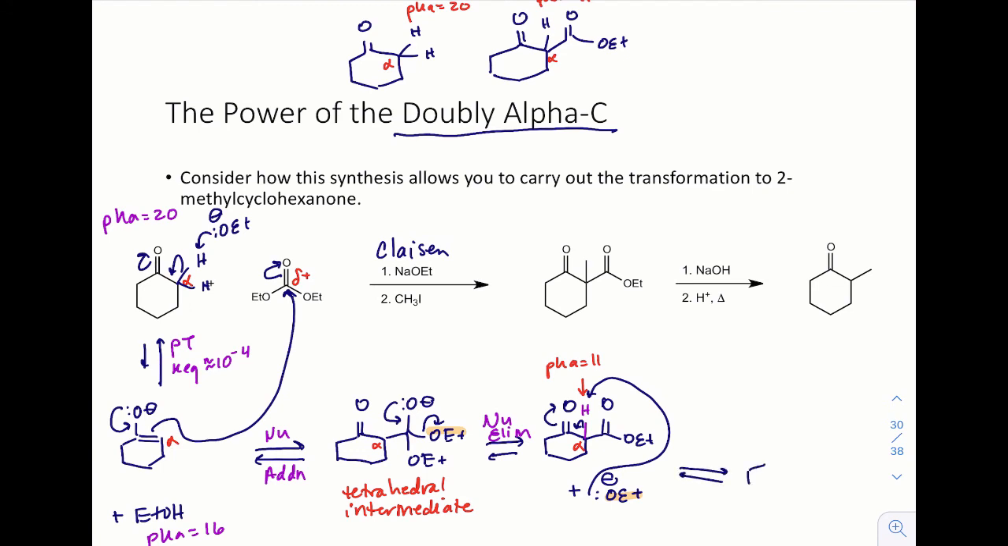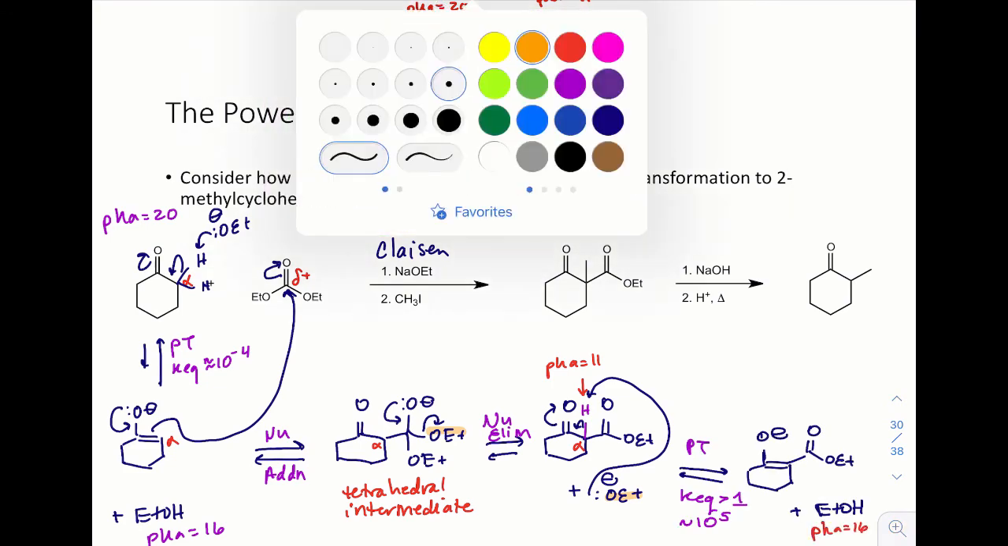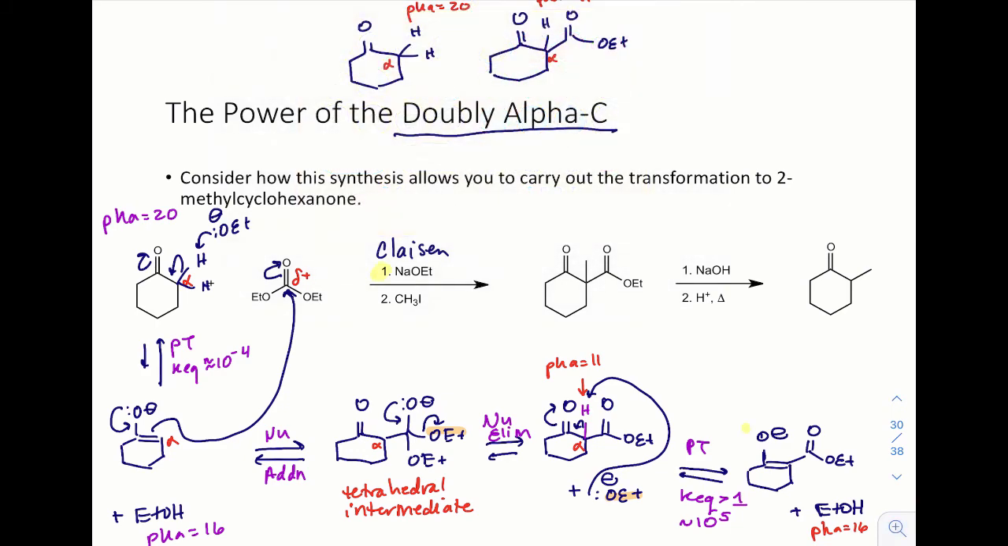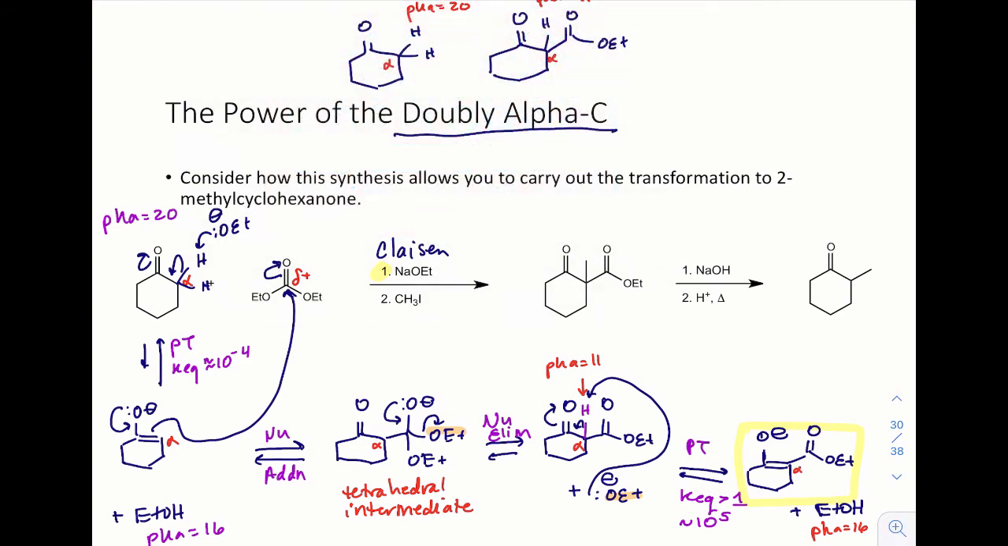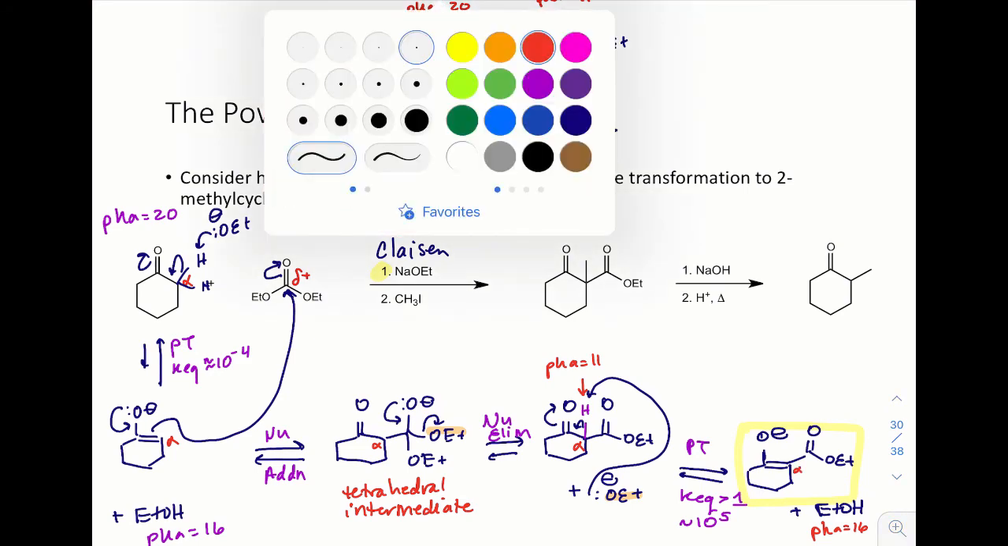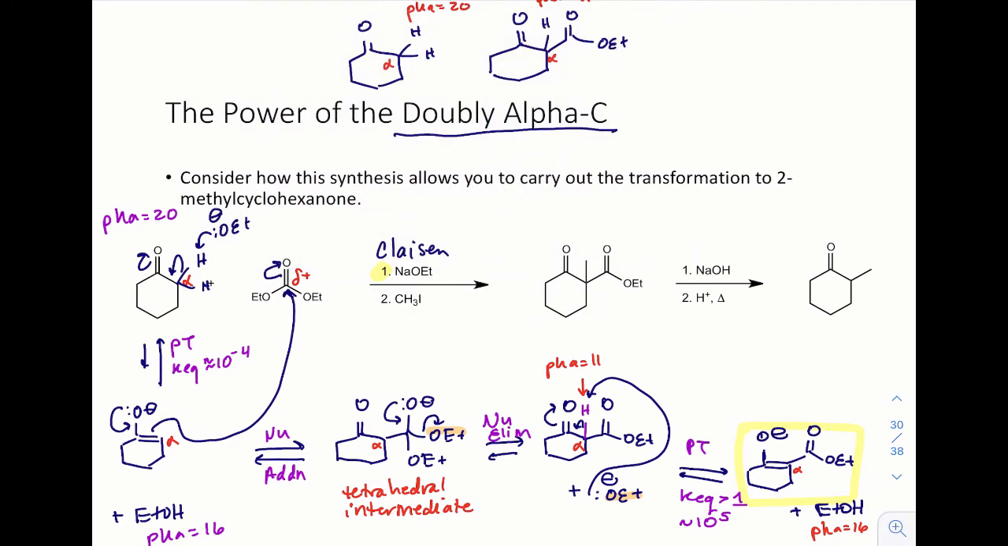This step is, again, the driving force of the Claisen condensation with an equilibrium constant on the order of about 10 to the 5. So after step 1, this is where we are. And typically we would employ a workup to protonate the doubly alpha carbon and yield the neutral 1,3 dicarbonyl compound, the beta-keto ester. However, in this case, we would like to install the methyl group.